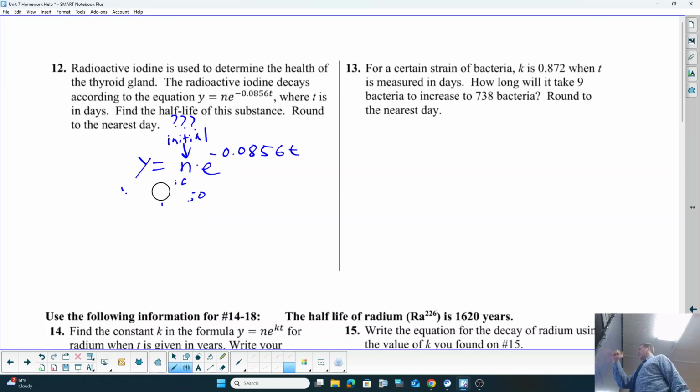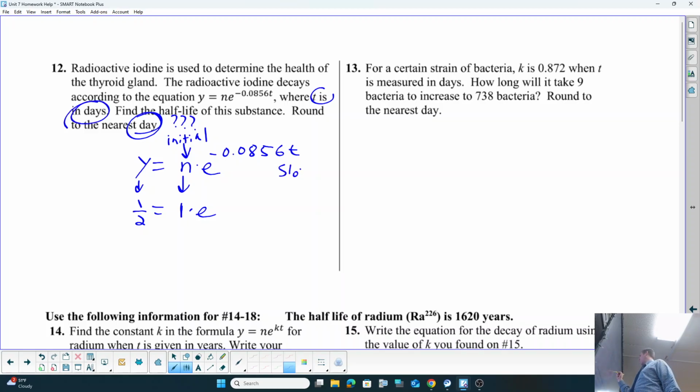I'm just going to use the number 1. Say our initial iodine is just 1, and y is going to be half of that. Like I said, it could be 50 and 25. Just when you divide it over, you should get a half. Then you have times e to the negative 0.0856 t, where t is the number of days. They want you to solve for t.